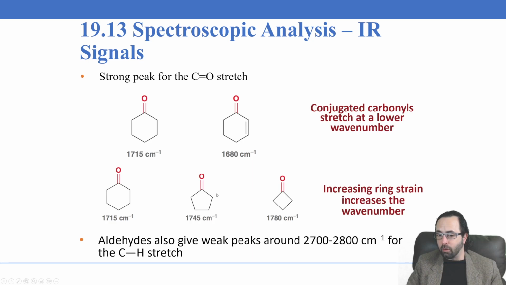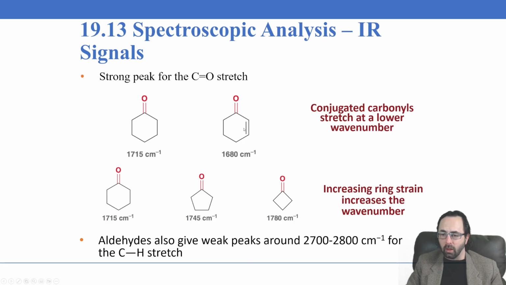When it comes to spectroscopy, we talked about this in chapter 14, but here's a little bit of additional information. In terms of carbonyls, you know you're going to find their IR stretches at a little over 1700.